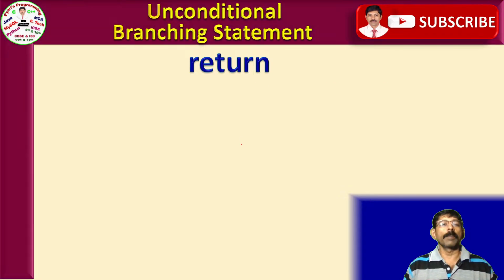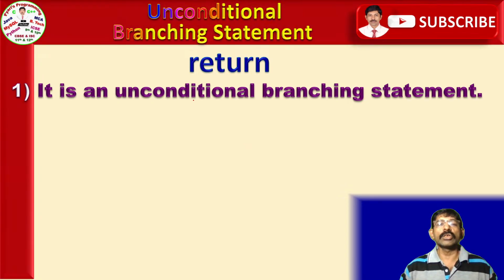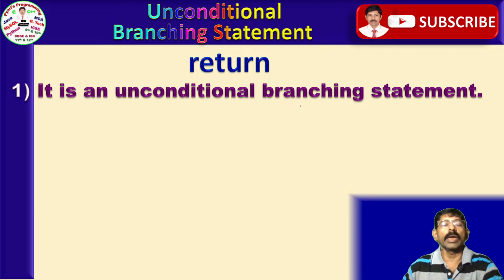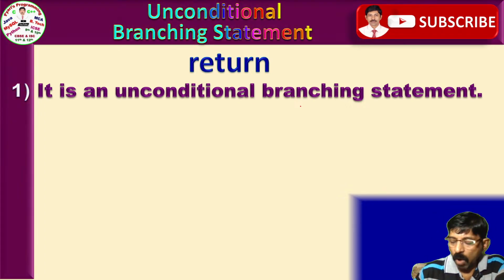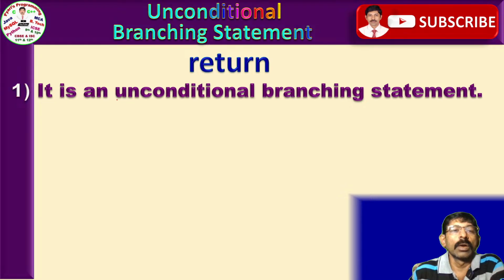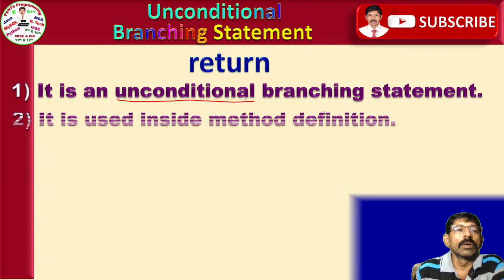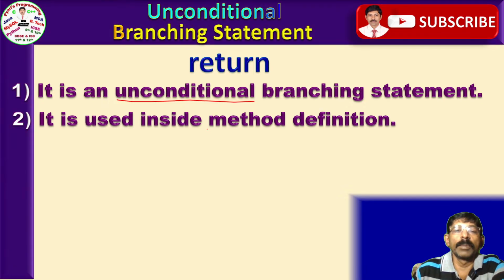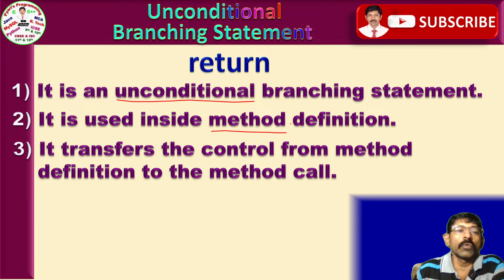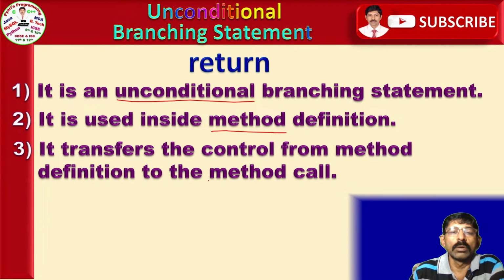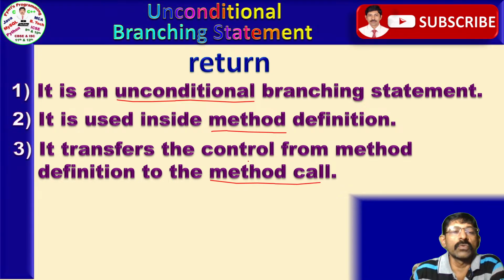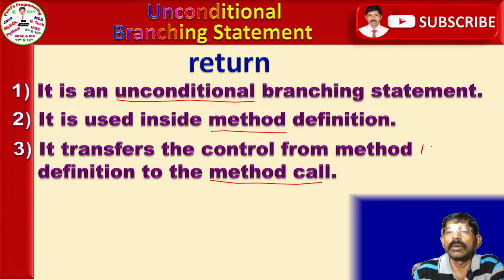Next is return statement. It is an unconditional branching statement. It again transfers the control outside without any condition, but it is used inside a method. Next point, it is used inside a method because return statement can only be used inside a method. Outside a method it is not allowed. It transfers the control from the method definition to the method call. 10th class, this one is vital for assertion and reasoning. For assertion and reasoning, this is most vital.